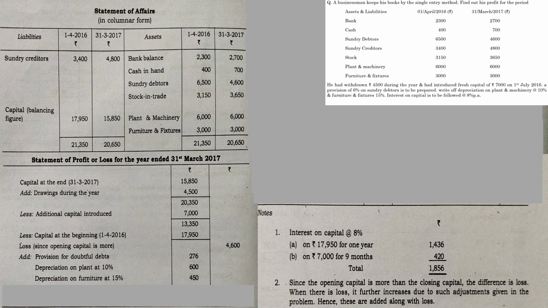That is how you have to find the interest for a certain period during a year. That is the method for finding. So 7,000 into 9 by 12, because out of 12 months, interest has to be given for 9 months. 9 by 12 into 8 by 100, you will get 420. So this is the total interest that has to be paid, that is 1,856. Interest on capital is an expense, so it has to be added.